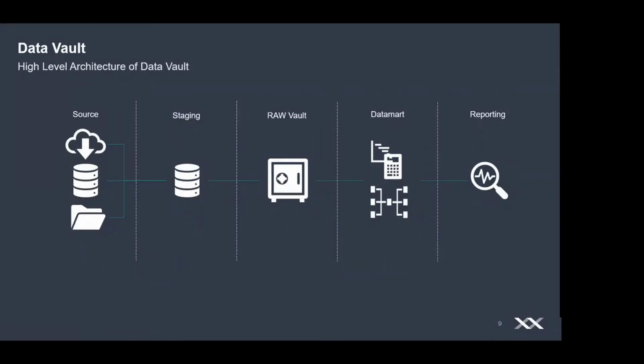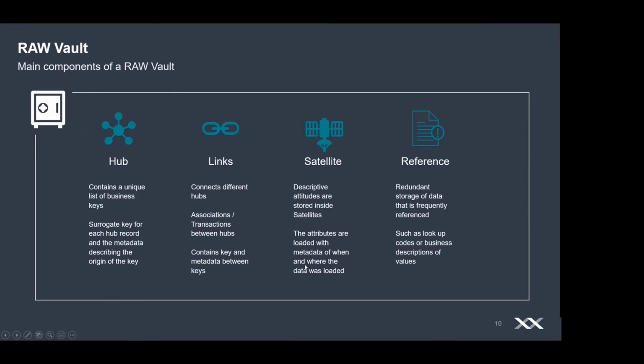The business logic is moved to the data mart level, and this makes the raw data readily available to other data marts as well within the raw vault. So these are the main components of a raw vault. You have the hub, which stores business keys. Business keys hardly change.